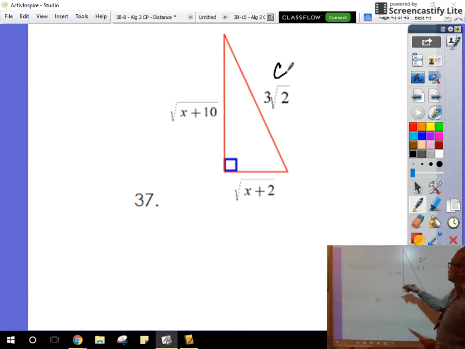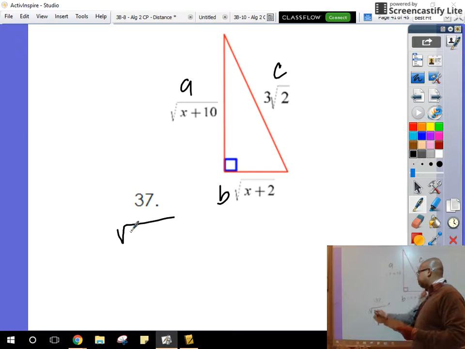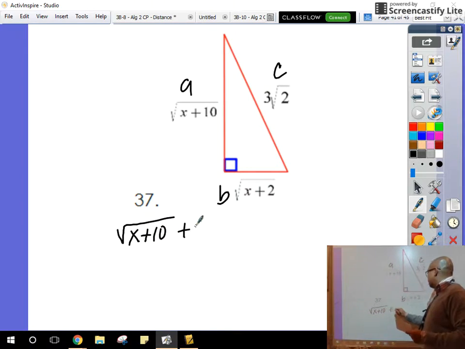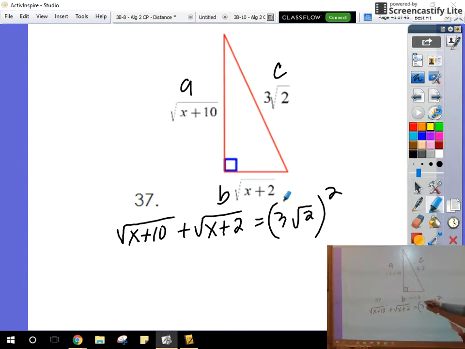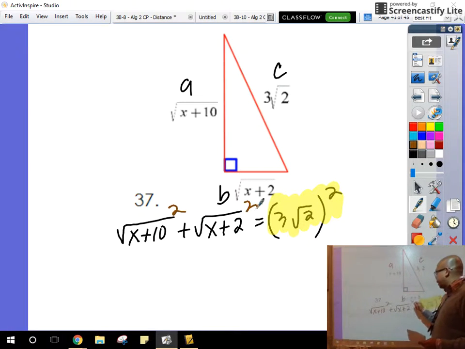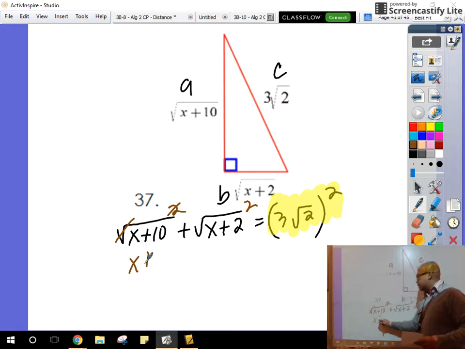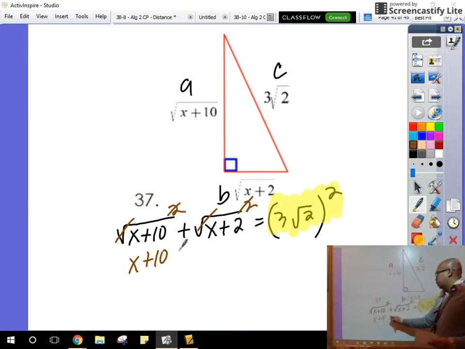This is the hypotenuse. That's the A and that's the B. You can say it that way. x plus 10 plus square root of x plus 2 equals 3 square root of 2 squared. Be careful with this one. Okay, we'll go there in a while. This is squared, that's squared. This will be canceled. x plus 10. This will be canceled. x plus 2.